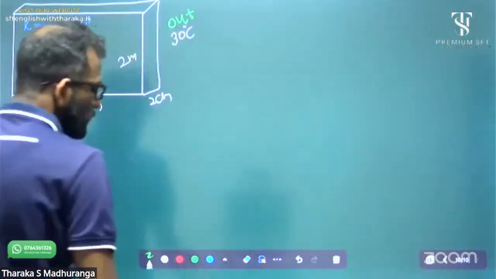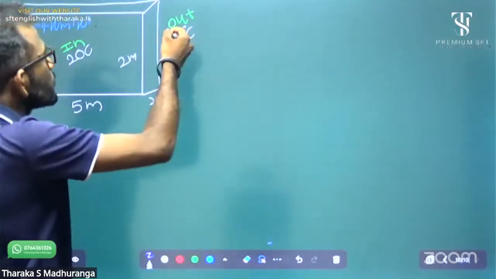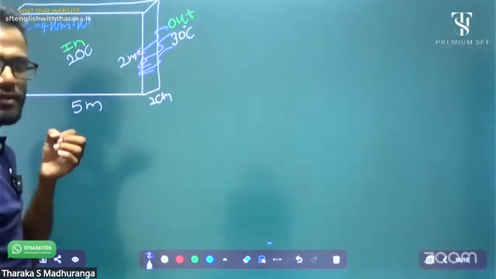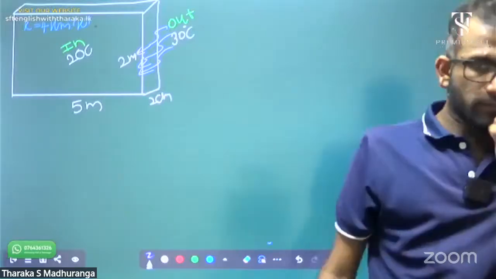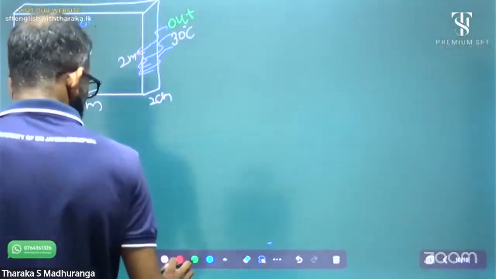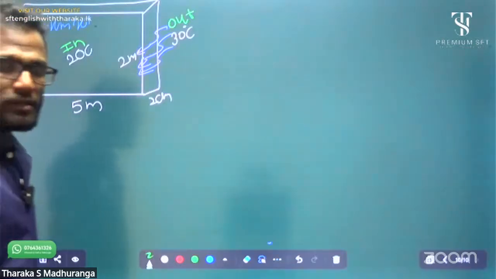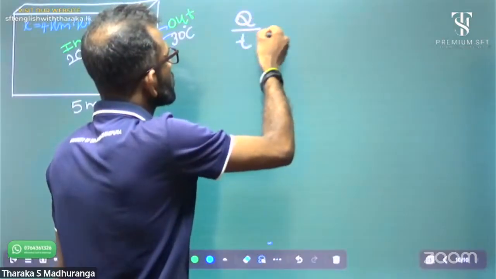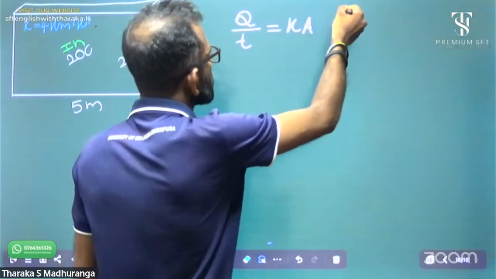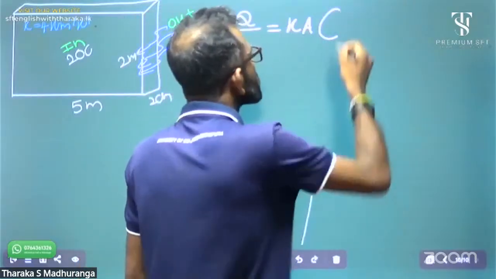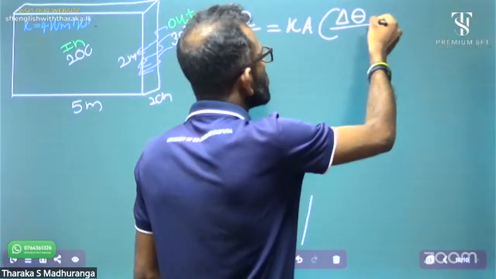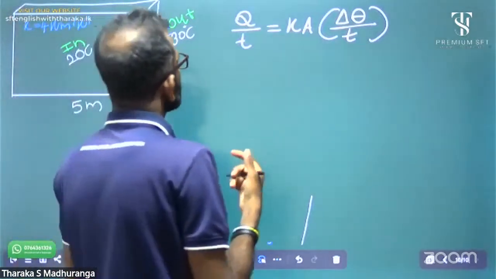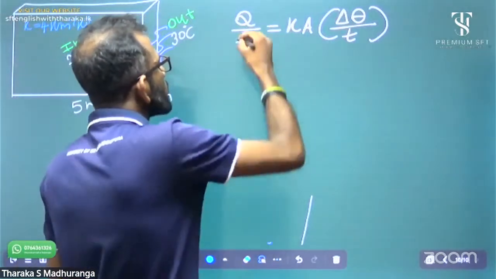Why? Heat transfers from high temperature to low temperature. Out to in. Therefore, I will mark it like this: heat transfer out to in. Then you can use the basic equation Q over t equals k A delta theta over L. Q over t is the thermal conduction rate.